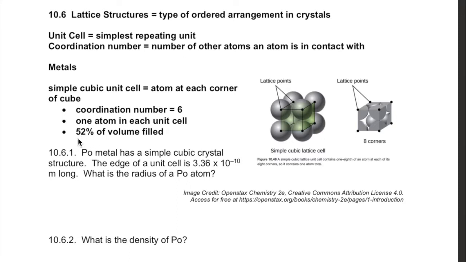There's only 52% of the volume filled if you do the calculations. So there's quite a lot of empty space in this particular type of unit cell. And so of the metals that exist, only polonium has a simple cubic crystal structure. The rest of the metals in the periodic table have a more compact type of unit cell. So one of the other unit cells that we'll be looking at.